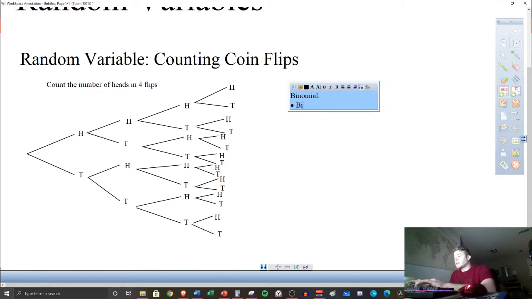It is what's called binary. The word binary means, in computer language, 0 or 1. We say yes or no is sort of what that means in computer talk, for those that have done any computing or computer programming. How we're going to be using it is success or failure. That's sort of how we need to think about that. This is binary. So binomial is binary.